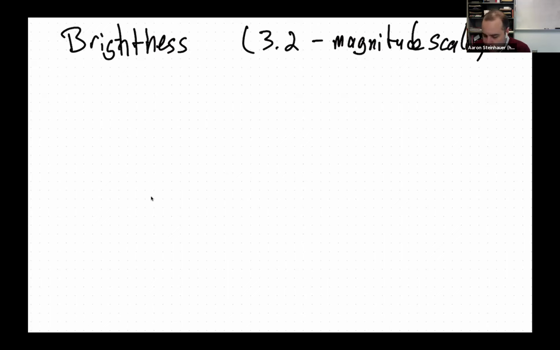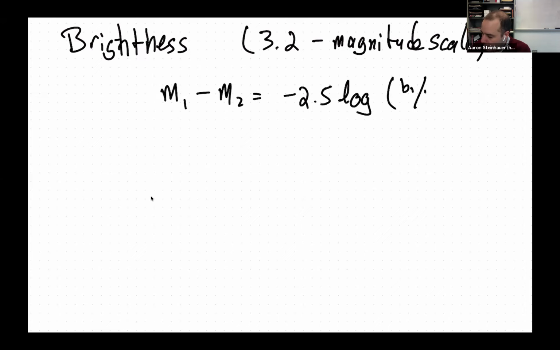Here it is. I'm gonna write down an equation and then we'll talk about what it means. M1 minus M2 equals negative 2.5 times the log of B1 over B2, where this is a log base 10. I'm gonna write the 10 here, but I won't in subsequent iterations of this formula. Pretty much every time I write log, I mean log base 10. And every time I write ln, I mean log base e. Astronomers love log base 10. It shows up everywhere.